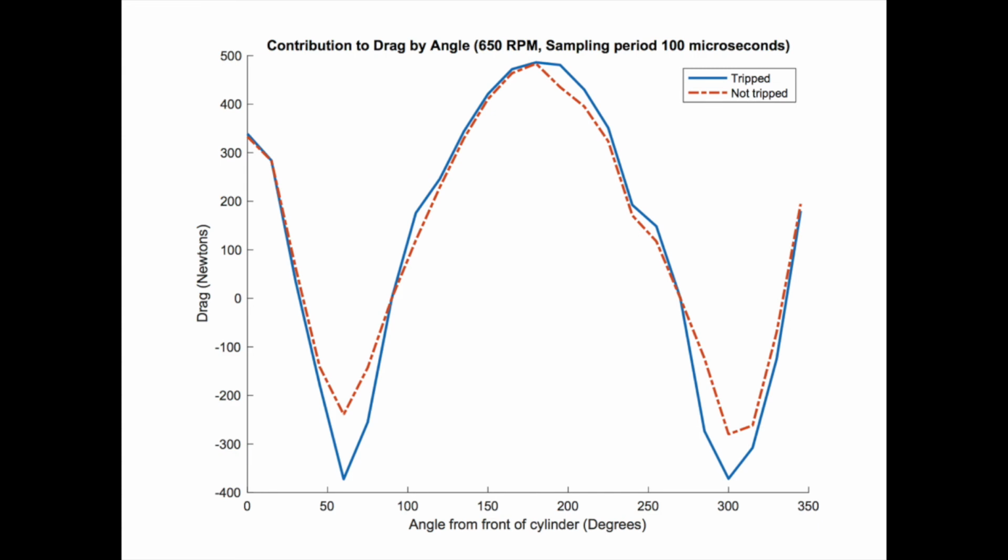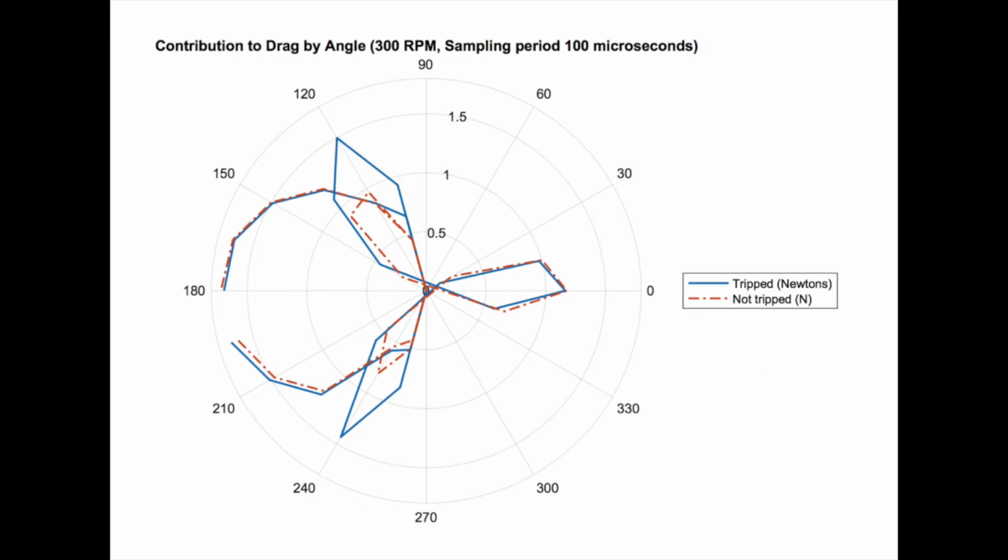To better understand which portions of the cylinder contributed most to drag, we created polar and rectangular plots of the drag contribution at each point around the cylinder. Predictably, pressure drag peaked at the front and back of the cylinder, and the total drag in the rear was generally greater than the total drag in the front. Interestingly, certain parts of the cylinder actually had negative contributions to drag.